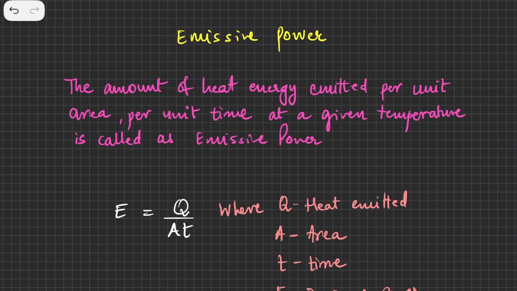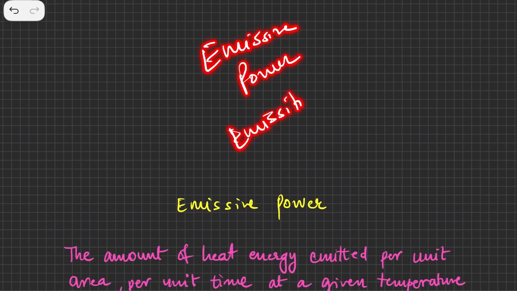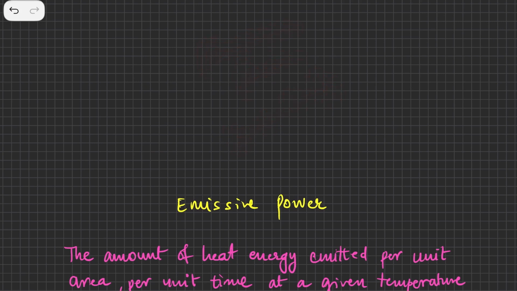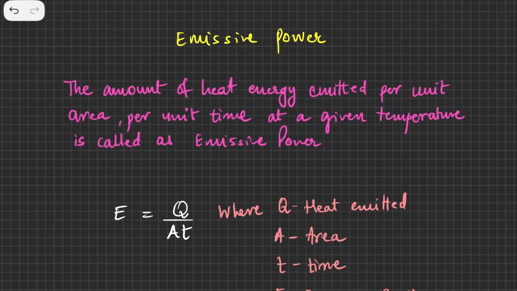Okay, so today we are going to discuss only two topics. One is the emissive power, and the other is called the emissivity. These two topics are needed in order to go forward with other topics. So let's quickly jump to the first topic, the emissive power.